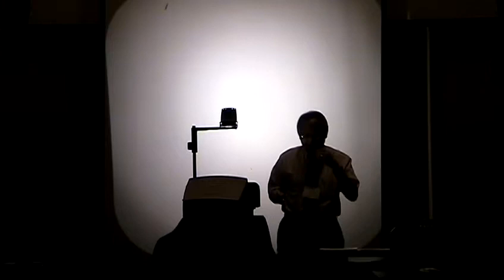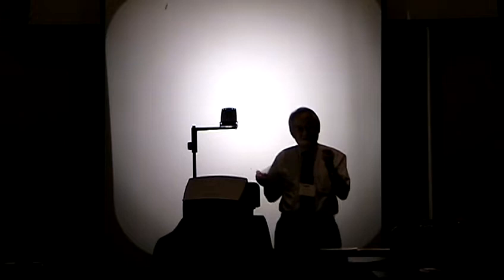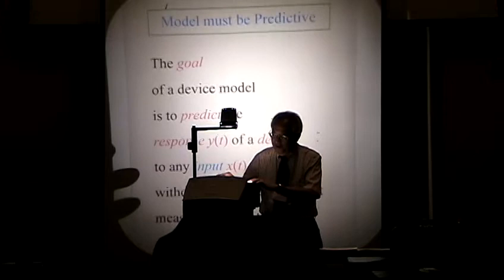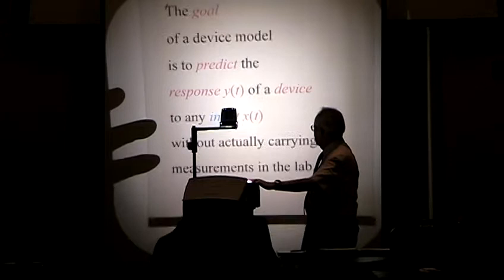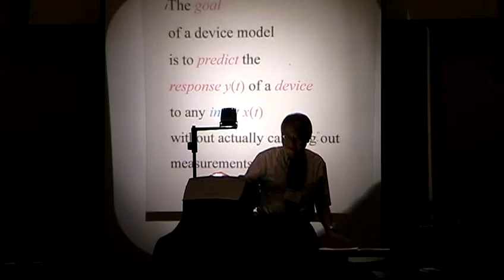So we try to develop simpler models. Hopefully the model will be made up of a combination of simple basic elements, and the basic elements are what we're going to talk about today. So the goal of a device model is to predict the response of a device to any input without actually carrying out a measurement in the lab, which means it has to be predicted. Okay?